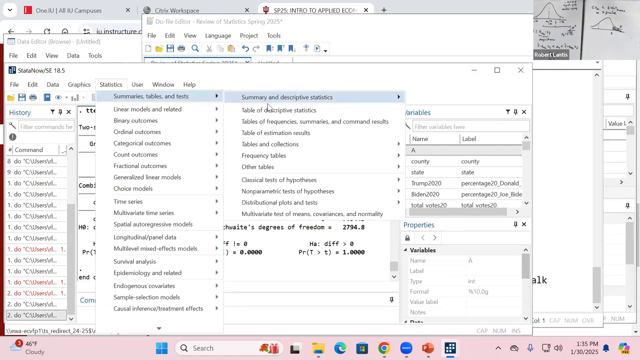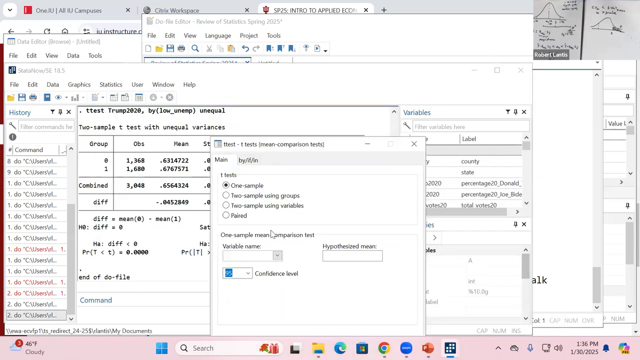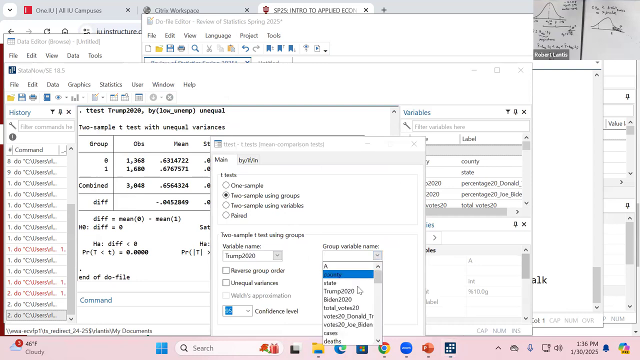Statistics, summary tables and tests, classical tests, mean comparison t-test. That's essentially what I just did. We're always looking at two samples using groups. The variable name we wanted was Trump 2020. That's what we were looking at the difference between. The group variable was the low unemployment rate. So where is that? Here it is down here.